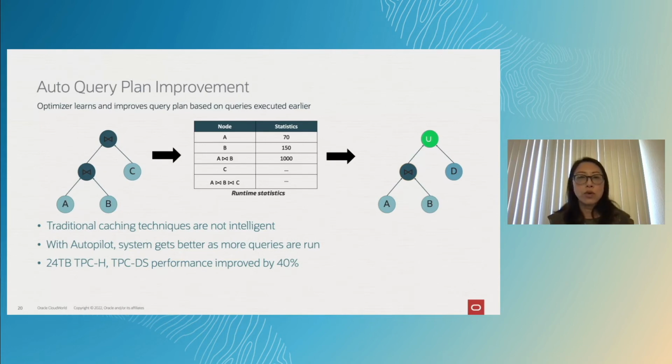for this query. So with the 24 terabyte TPCH and TPCDS datasets, with this query plan improvement, we can see that the performance is actually improved by 40%.